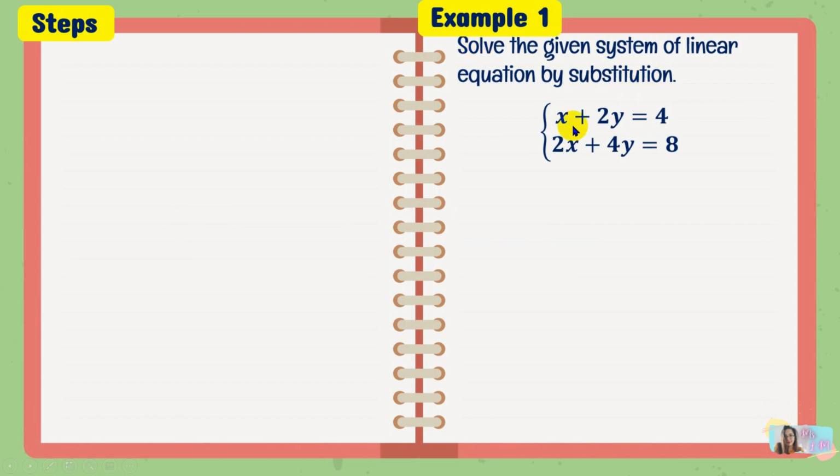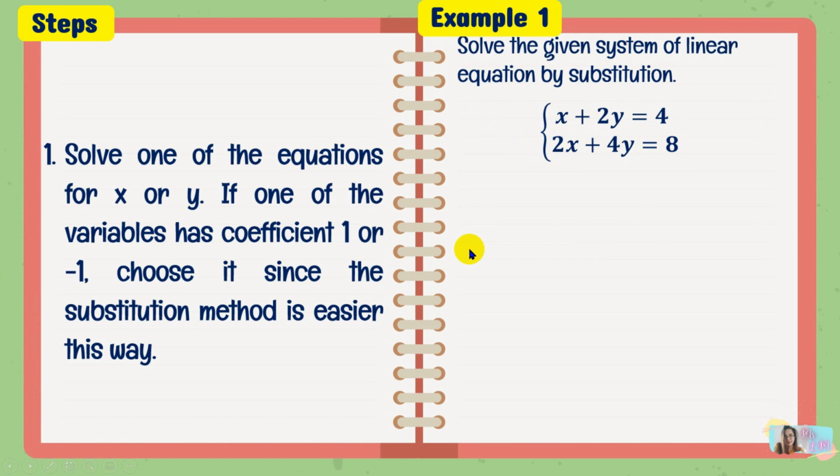Mahaba man po itong basahin, let's follow these steps to arrive on our final answer in solving systems using substitution. Let's have this example number 1. x plus 2y is equals to 4 and 2x plus 4y is equals to 8. Step number 1 is to solve one of the equations for x or y. If one of the variables has coefficient 1 or negative 1, choose it since the substitution method is easier this way.